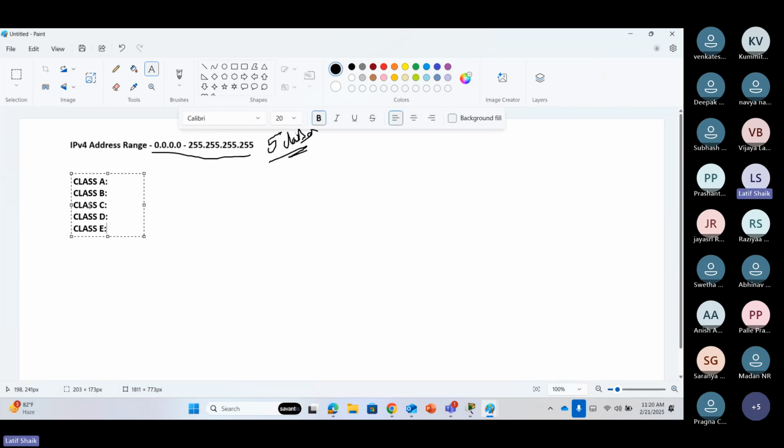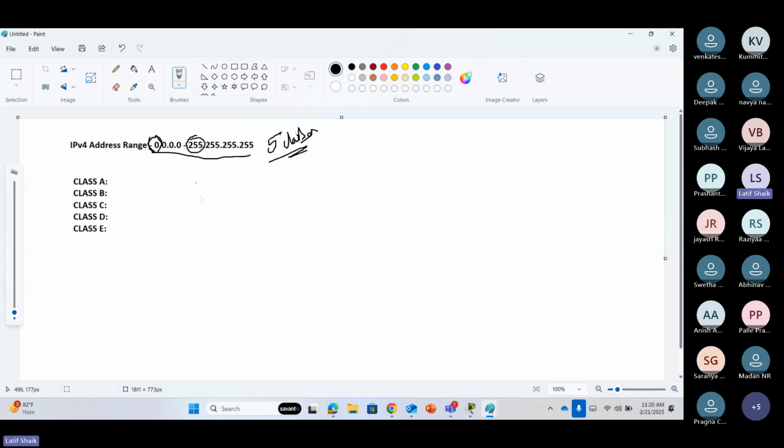It's only divided based on the first octet of the IP address. It's divided based on the first octet only. Okay? Based on this first octet only it is divided, so the remaining octets are not part of these classes. Based on the first part only, it is divided into separate classes.